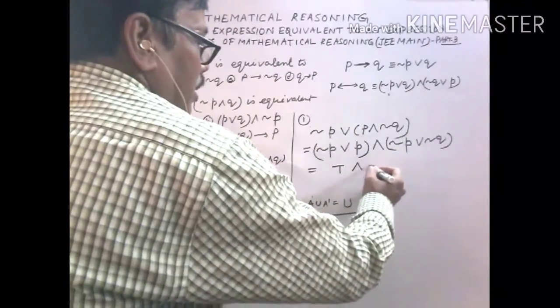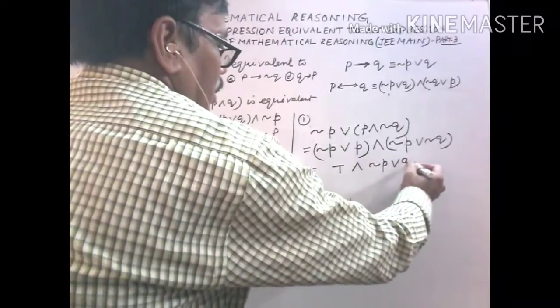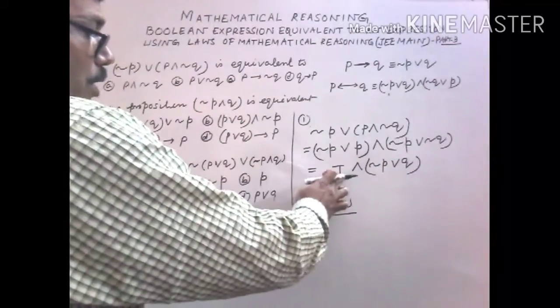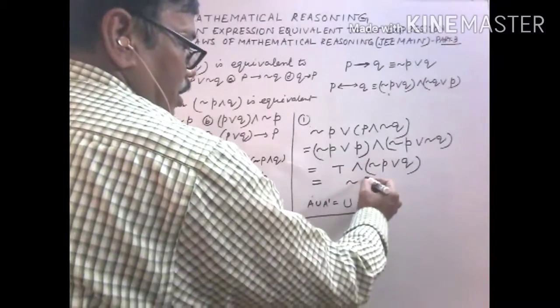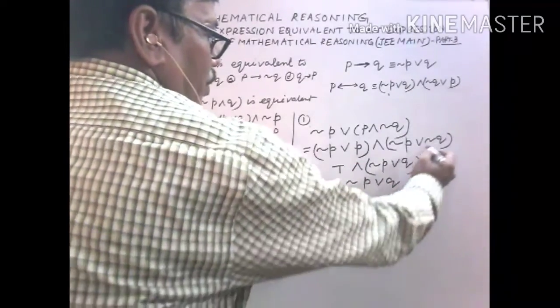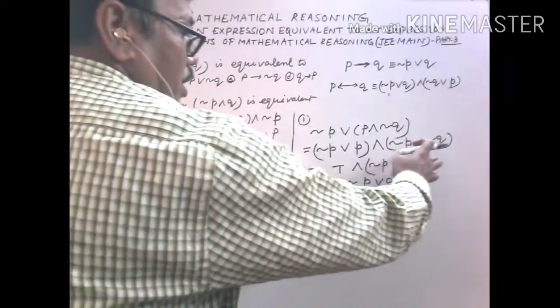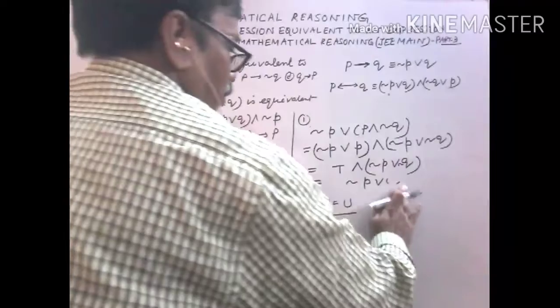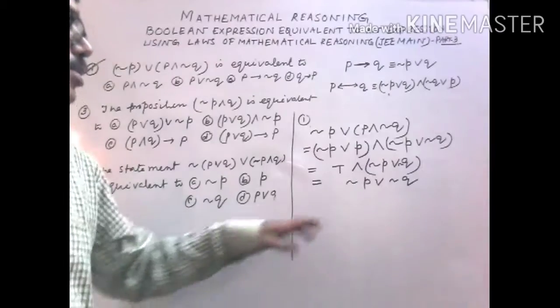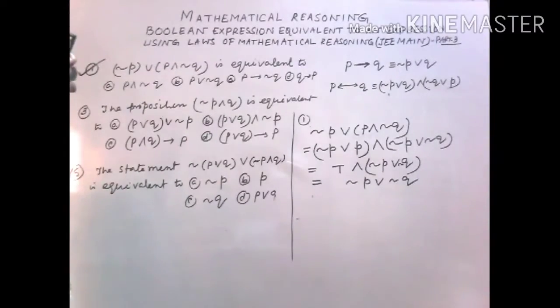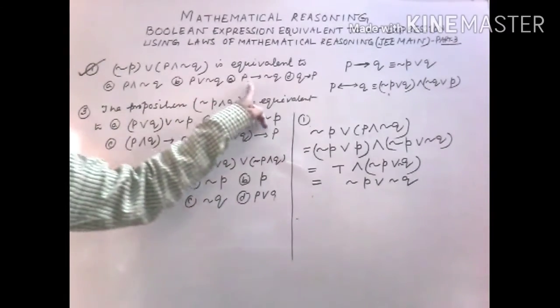So T intersection (negation P union negation Q). Now this is universal, that is tautology, so it is the biggest. So if you take the common part, you get negation P union negation Q. This one is equivalent to this one. Now look at the options. No option is matching here; this one is not, this one also not.